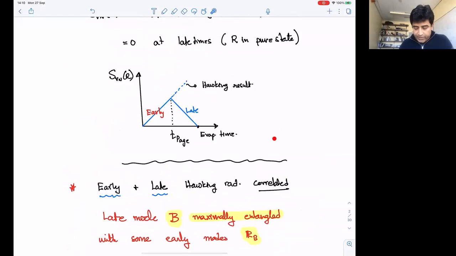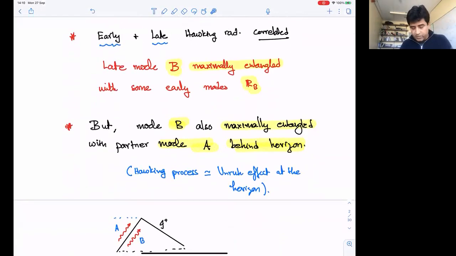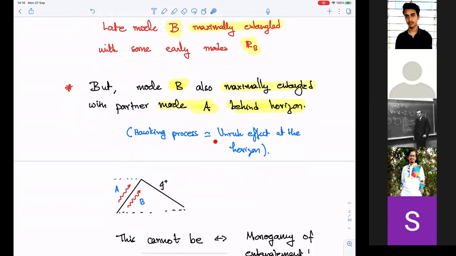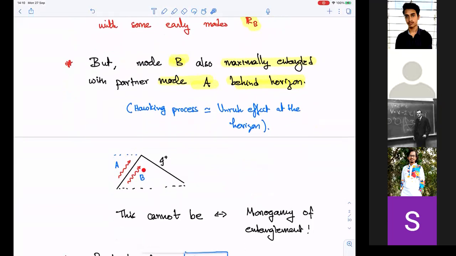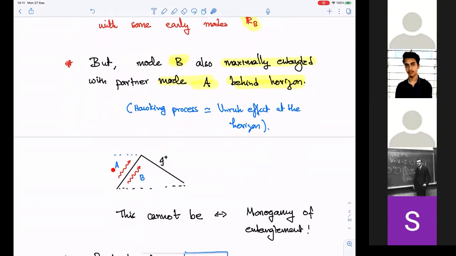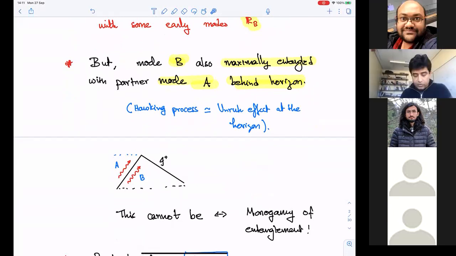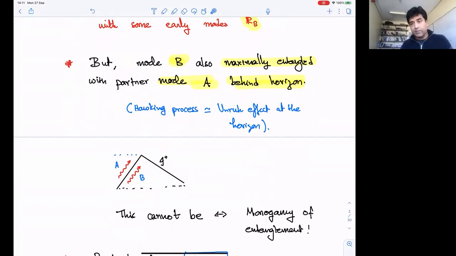So I've just described to you the Page curve, and the Page curve requires that late and early modes be correlated. But we also know from the Hawking process itself that any given Hawking mode B is maximally entangled with a partner mode A behind the horizon. This is so because the Hawking process can simply be thought of as the Unruh effect at the horizon. At the horizon, you have a Hawking mode B and its corresponding partner mode A. These two together are effectively in a pure state, and the Unruh effect basically tells us that when we trace over the degrees of freedom behind the horizon, we get something that looks like thermal radiation from the outside. So the Hawking process is the Unruh effect, and that tells us that mode B must also be maximally entangled with A.